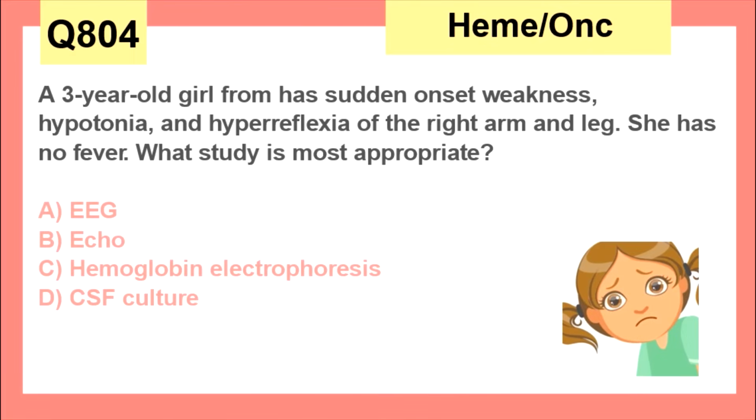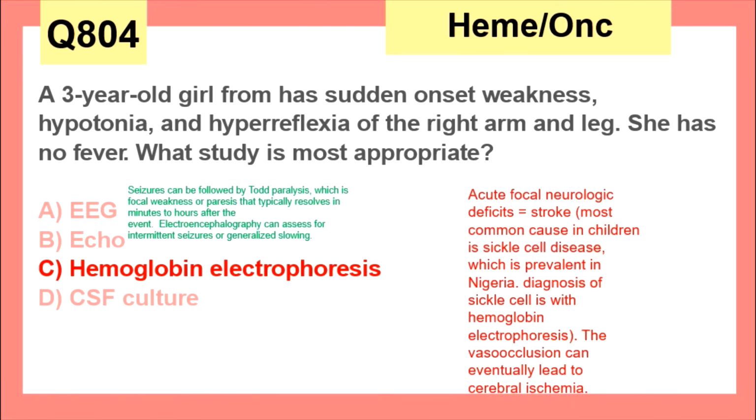804, 3-year-old girl has a sudden onset weakness, hypotonia, hyperreflexia in the right arm and leg. She has no fever. What study is most appropriate? So this sounds like a stroke. So we want to get hemoglobin electrophoresis because that can cause stroke in sickle cell patients. All right, you can take a look at these other choices.